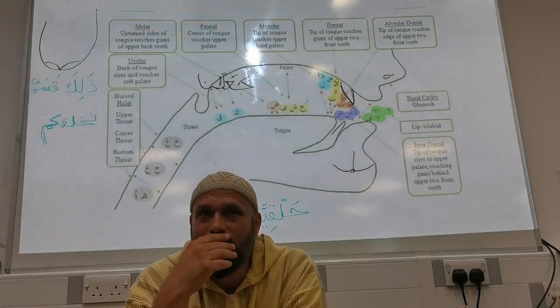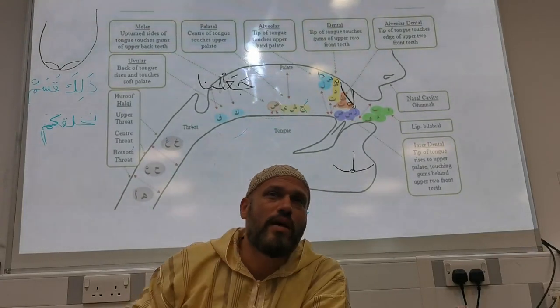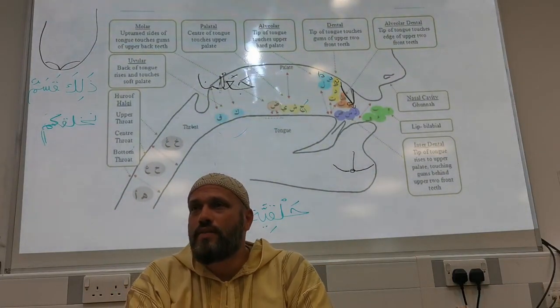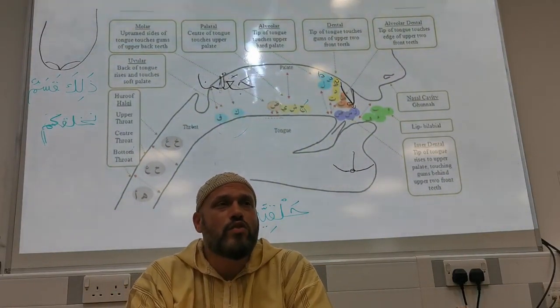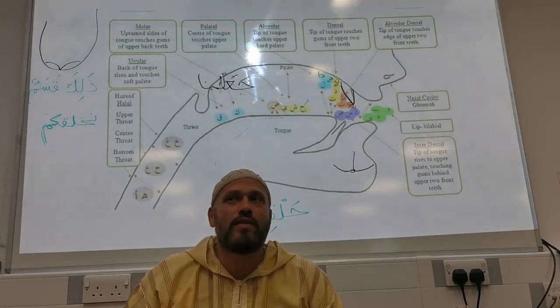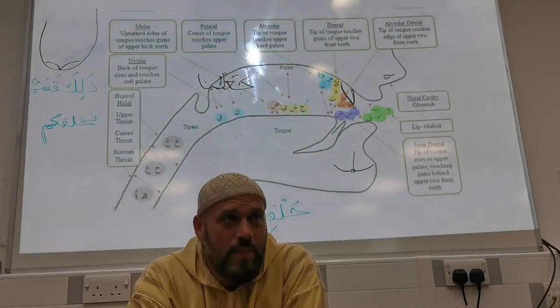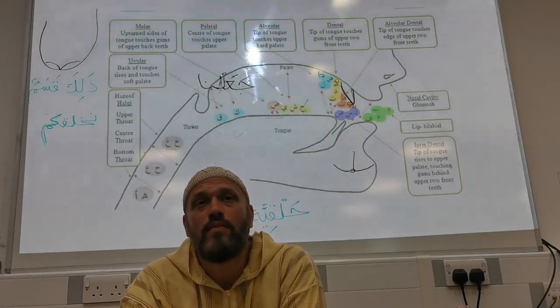Sad. Seen, zay, sad. And this is why in some qira'at, they merge between the two letters, like I said. They say, ihdina ziratah. It's merging the sad and the zay, right? Okay, is that clear? Yes, please.